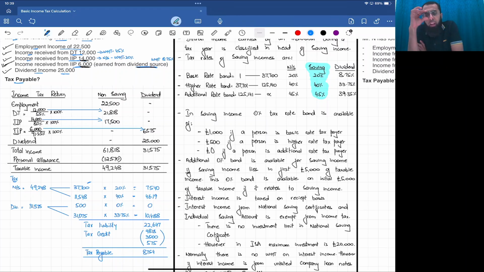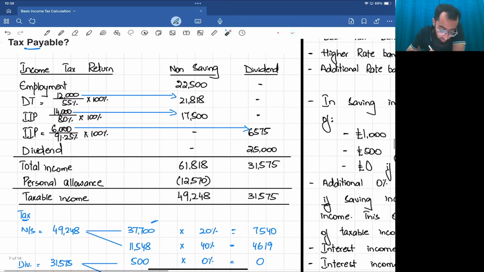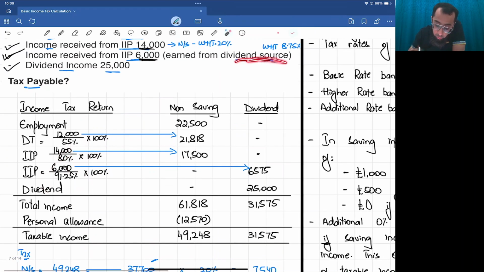Discretionary trust 45% withhold, you gross it up by 55% because 45% was already deducted at source. Interest in possession trust, when the question is silent, 20% withhold. When it was stated dividend source, the withhold was 8.75, you grossed it up to 91.25 because 8.75 was already deducted.